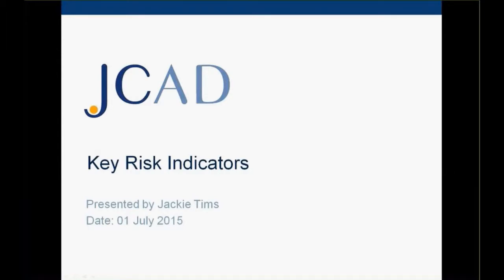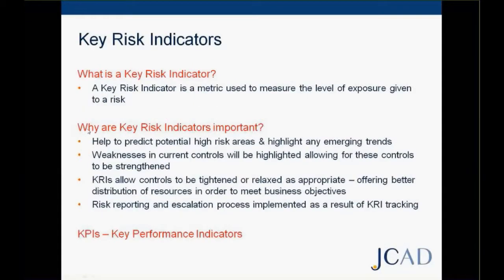This presentation will demonstrate the new KRI functionality within Core. A key risk indicator is a metric used to measure the level of exposure given to a risk or control. It provides the ability to add in data to a particular risk or control so that it can be analysed and provide information to set up the correct controls and the levelling of the risk.